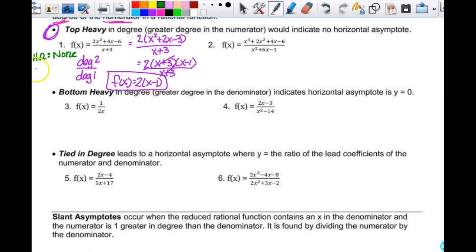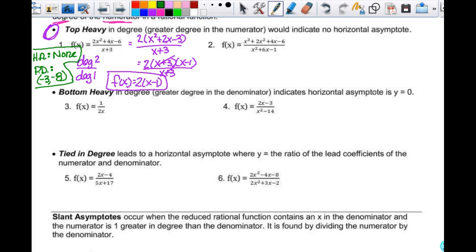What do I have though? A hole. I have point discontinuity. My x value is -3. What would the y value be? You'd have -3 minus 1 is -4 times 2 is -8. Okay. But I wanted you to see that when you have that top heaviness, bottom heaviness, whatever, even if you reduce something out, the top heavy or bottom heavy part of that doesn't change because you're canceling something out of both.